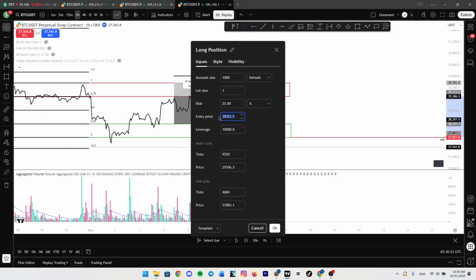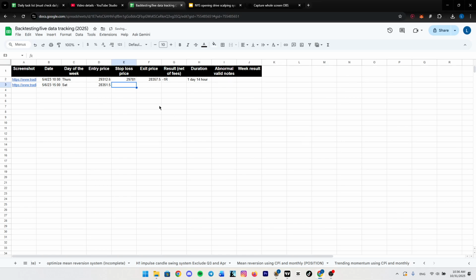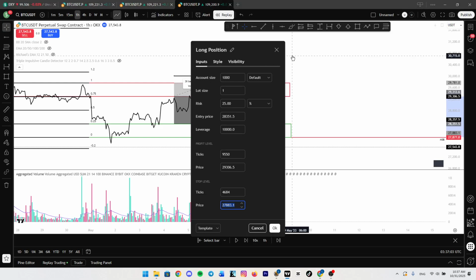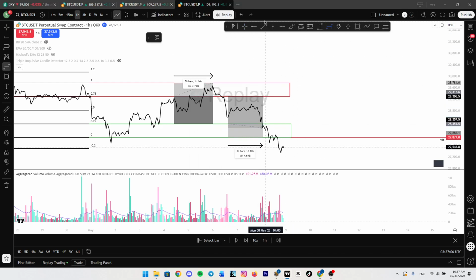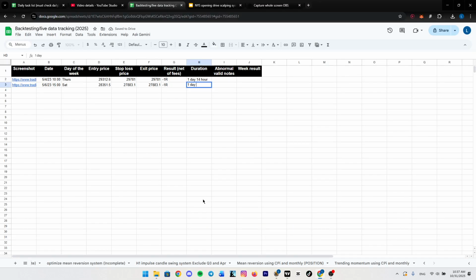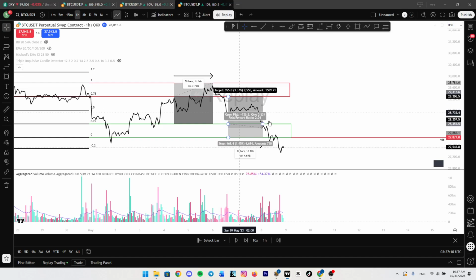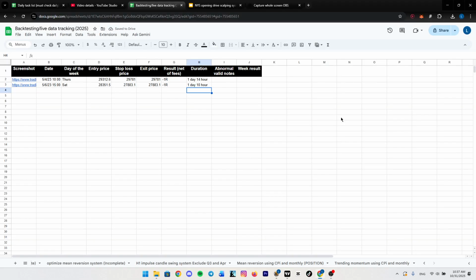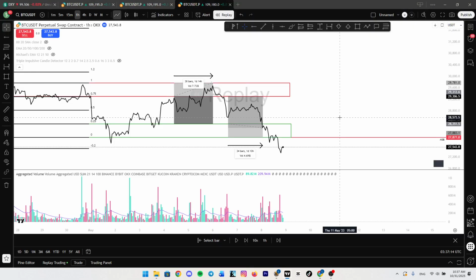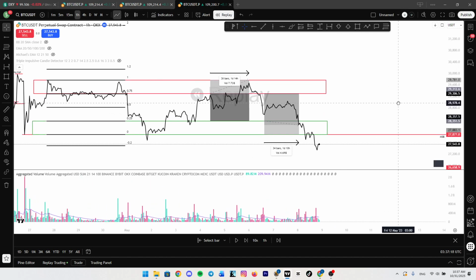Double click, copy, paste, and just make sure this one is a loss. Duration, 1 day and 10 hours. Now, that is how you collect data for your backtesting after you found the trade based upon your system rules.